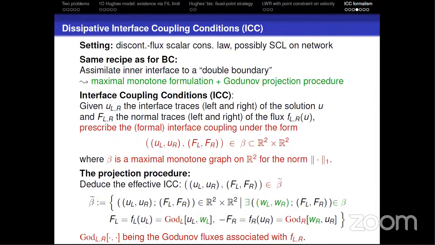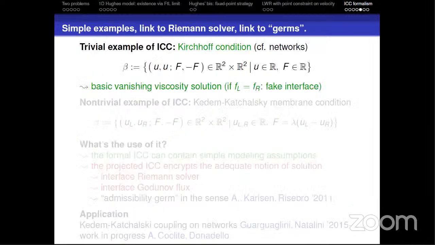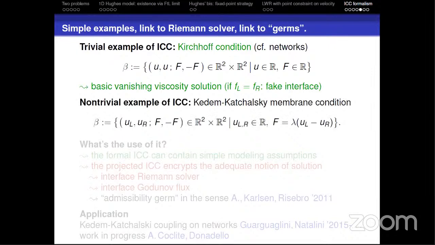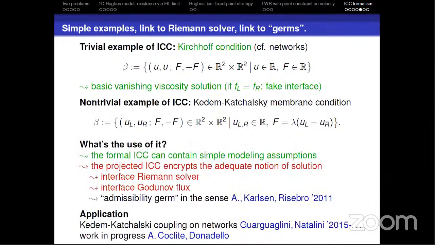And the one which is suitable for theories based on L1 contraction is the one norm on R2. And then you do exactly the same. You just imagine you want to mimic the procedure, you do the same. And then there is a very simple Kirchhoff test which will give you the basic vanishing viscosity solutions. And there is something different, what is called Kedem-Katchalsky, that we now explore with Giuseppe Coclite and Carlotta Donadello. And the use of it is here.